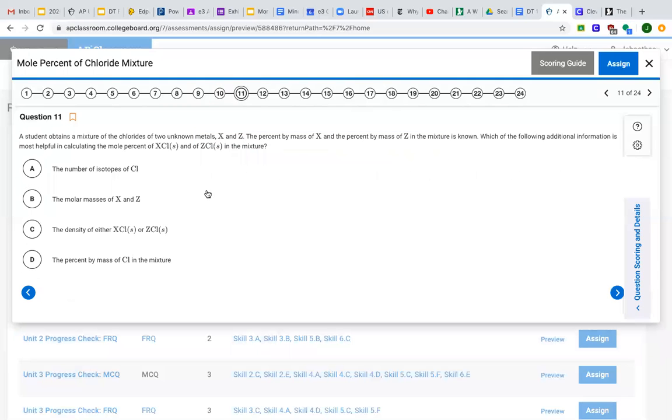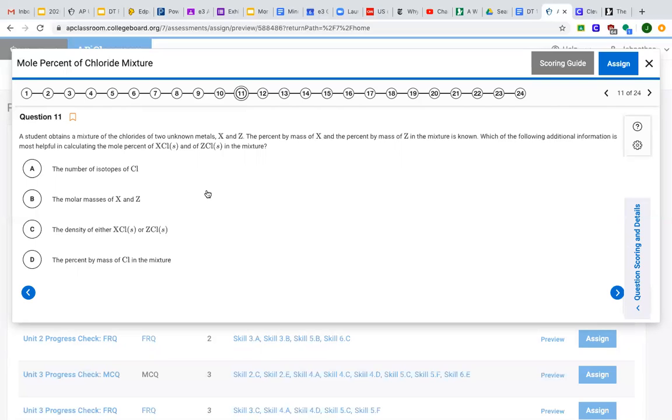And then number 11, a student obtains a mixture of chlorides of 2 unknown metals, X and Z. The percent by mass of X and the percent by mass of Z in the mixture is known. Which of the following additional information is most helpful in calculating the mole percent of XCl and of ZCl in the mixture? All right, what do we think?